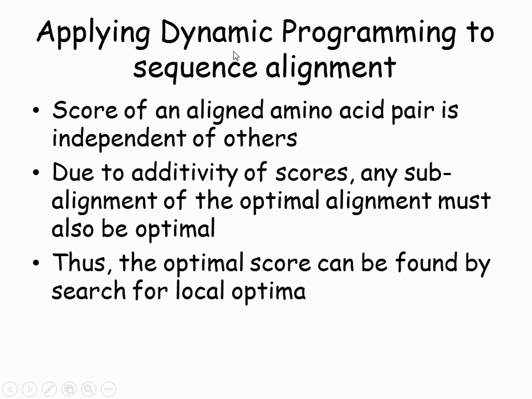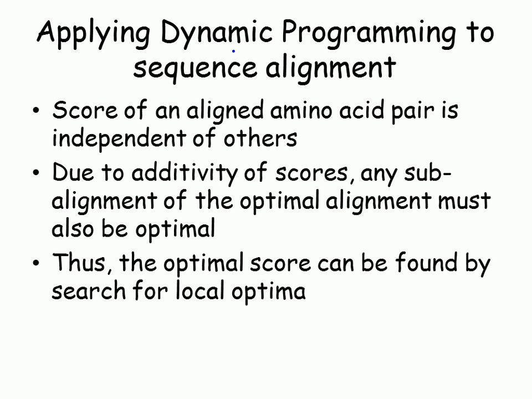All right. So there are some things that we need to look at before we apply dynamic programming to sequence alignment. So some observations are the following. We know that the way that we score an alignment, we score an aligned amino acid pair independently of the others. Okay, so whenever we score a position, its score only depends on the substitution matrix. It doesn't really depend on what its neighbors are. Okay, so each position, each amino acid pair is scored independently.